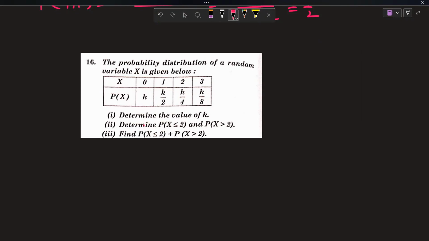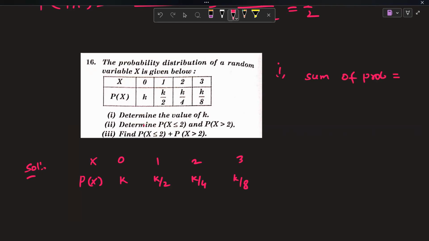So first we have to determine the value of k. As a solution, draw this table again. X values 0, 1, 2, 3 and P of x values: P of 0 is k, 1 is k by 2, 2 is k by 4, 3 is k by 8. Okay, first we will calculate the k value.